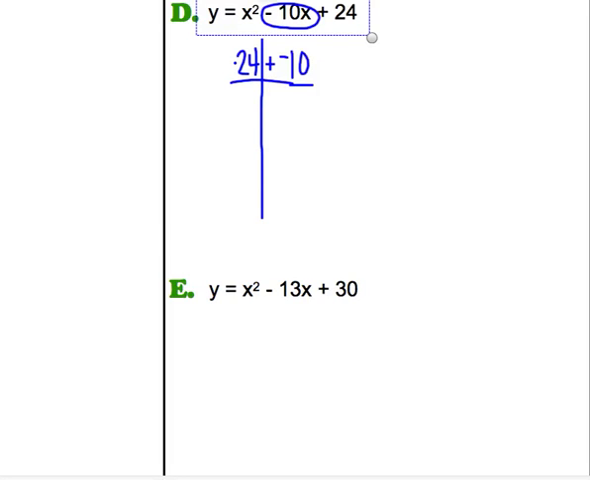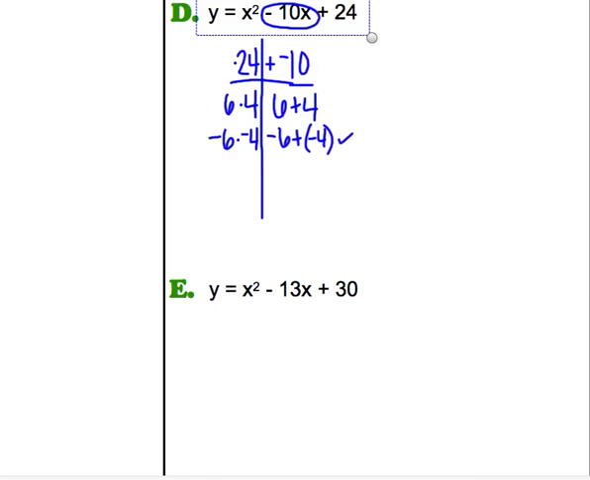And so what we're going to do now is take a look at our options. The first one I tend to think of is 6 times 4. When I take 6 plus 4, I get positive 10, not negative 10. So I say, well, what else can I do that would work? Well, I know that negative 6 times negative 4 also gives me positive 24. But if I take negative 6 plus negative 4, I get negative 10.